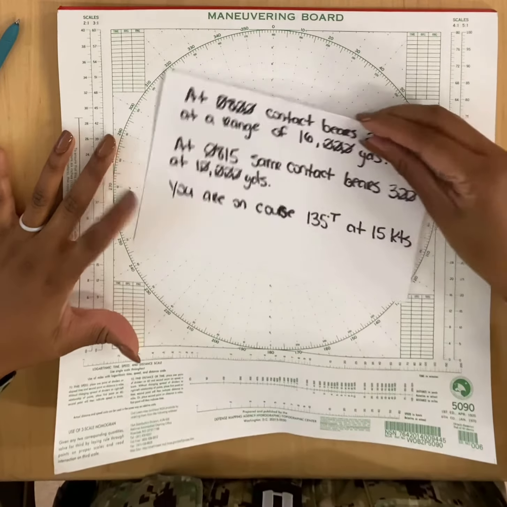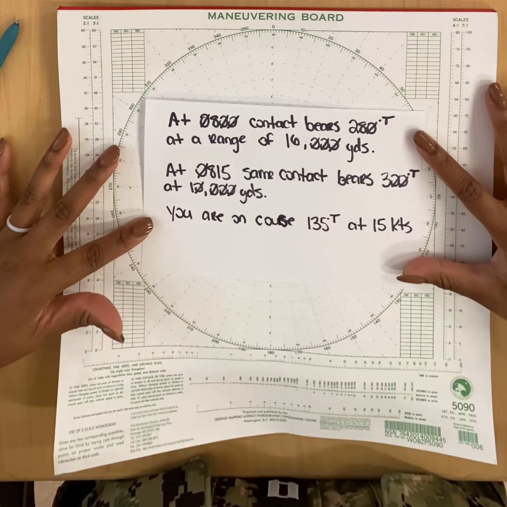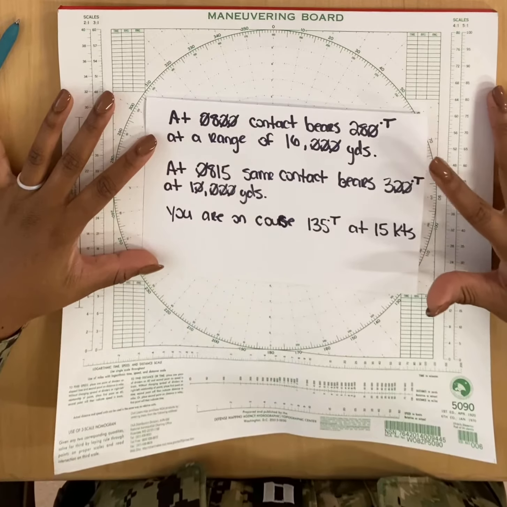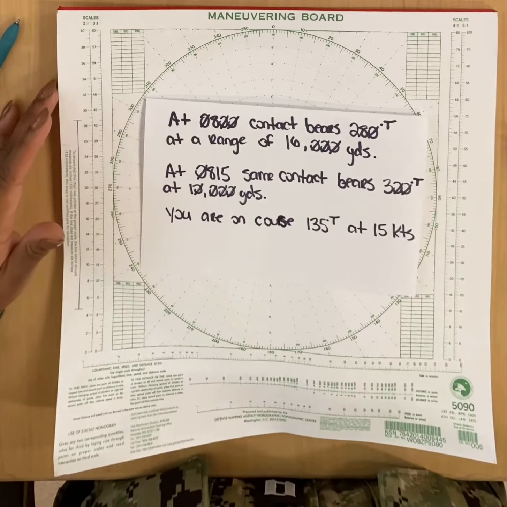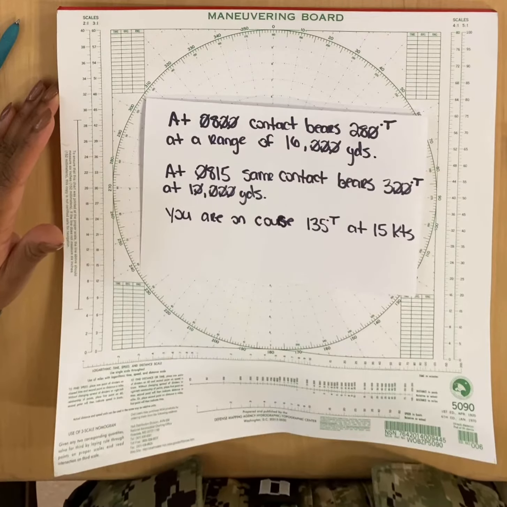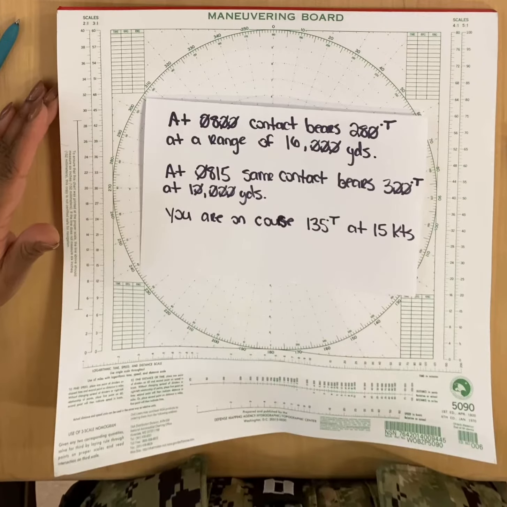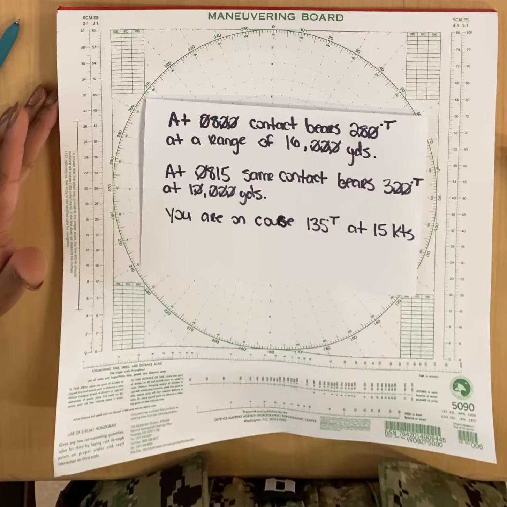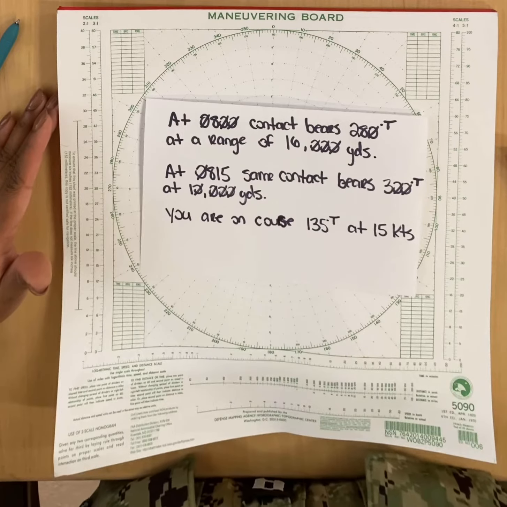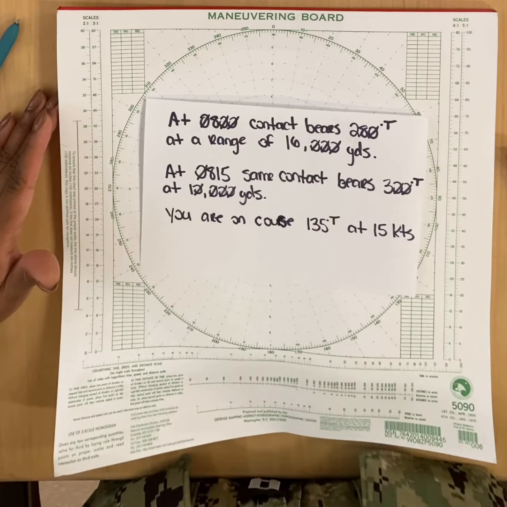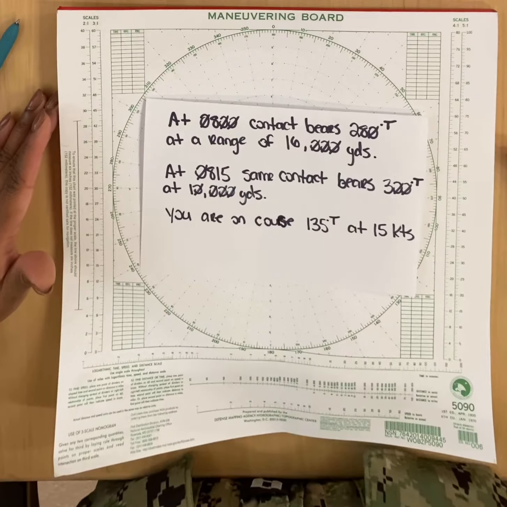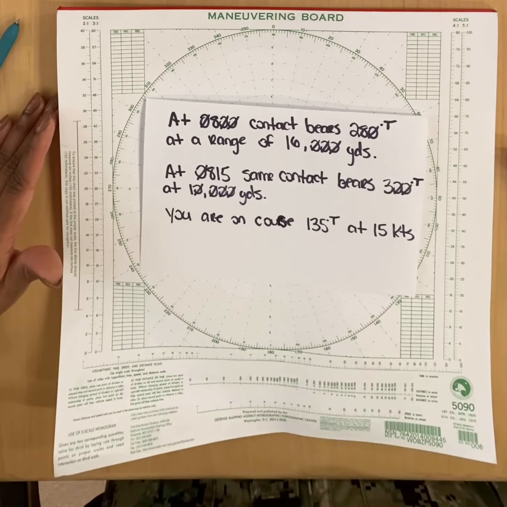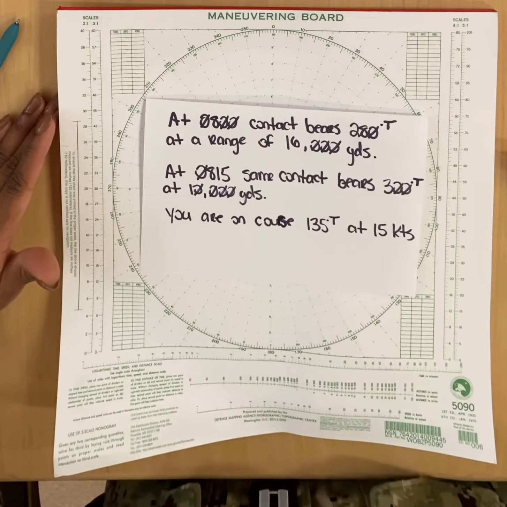So our problem that we are going to be starting with today is at time 0800, a contact bears 280 degrees true at a range of 16,000 yards. At time 0815, that same contact bears 300 degrees true at a range of 10,000 yards. You are on course 135 degrees true at 15 knots.